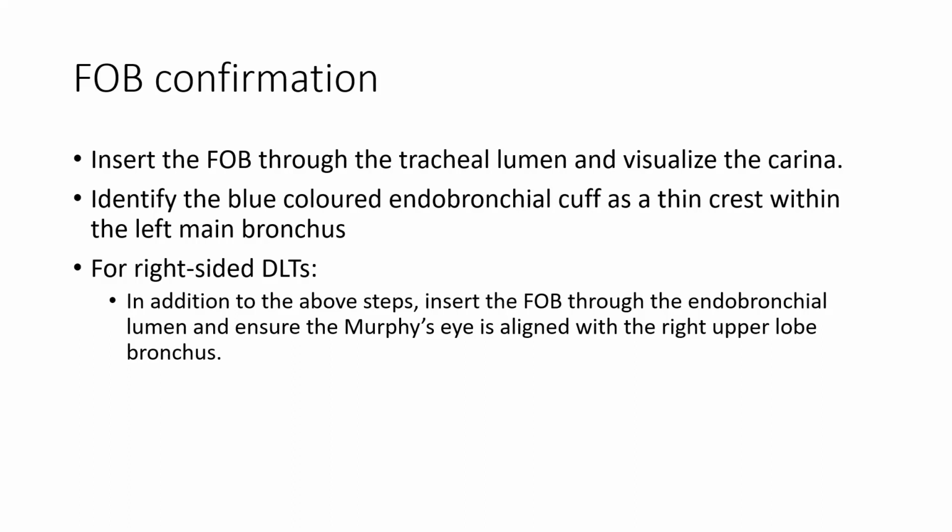So how do we do it? Initially, we insert the fiber optic bronchoscope through the tracheal lumen after clamping the tracheal lumen from the ventilator. Then we should visualize the carina. Then we have to identify the blue color endobronchial cuff as a thin rim within the left main bronchus. This is for a left double lumen tube. But for a right-sided double lumen tube, in addition to the above steps, we have to visualize the endobronchial lumen and ensure that the Murphy's eye is aligned with the right upper lobe bronchus.